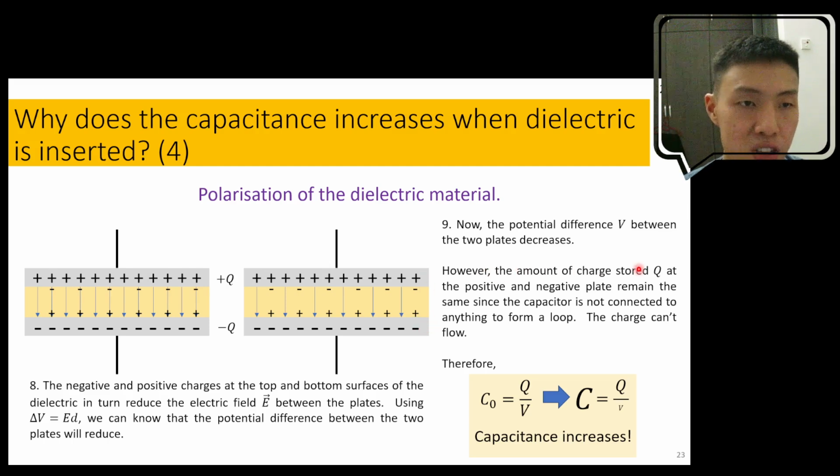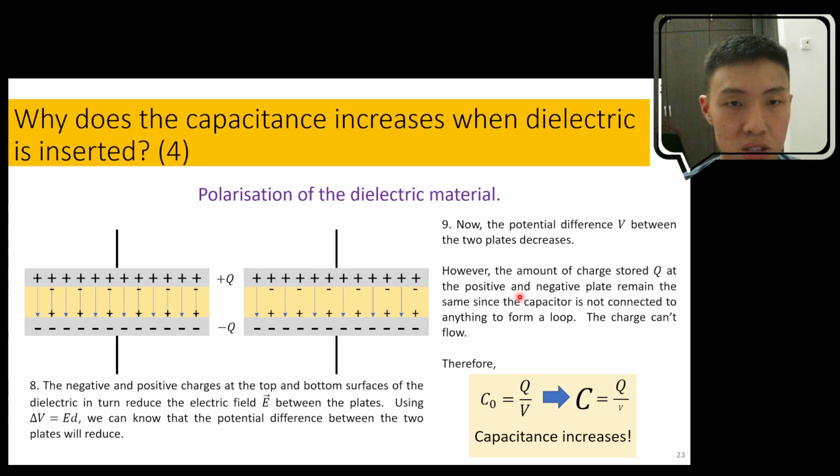However, the amount of charge stored Q at the positive and negative plate remains the same. You can still count them, you can still see the same amount of positive charge on the upper plate, the same amount of negative charge at the lower plate. These two things have not changed. I'm saying once again, the dielectric will not influence the charge stored in the plate. It cannot jump in to neutralize it. The amount of charge stored in the two plates still remains the same.